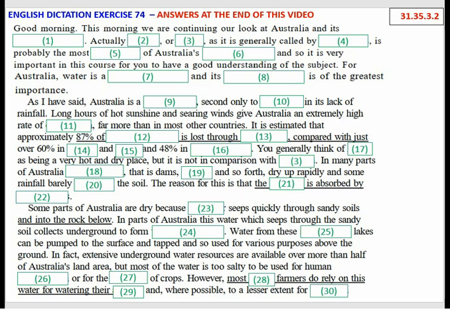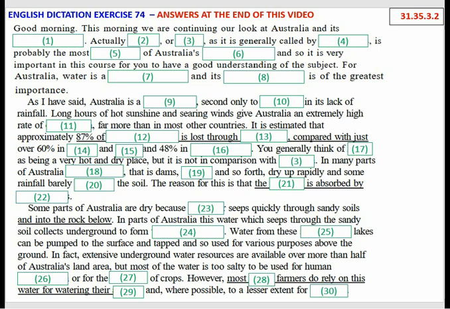In many parts of Australia, standing water, that is, dams, puddles and so forth, dry up rapidly, and some rainfall barely penetrates the soil. The reason for this is that the moisture is absorbed by thirsty plants. Some parts of Australia are dry because rainwater seeps quickly through sandy soils and into the rock below. In parts of Australia, this water, which seeps through the sandy soil, collects underground to form underground lakes.